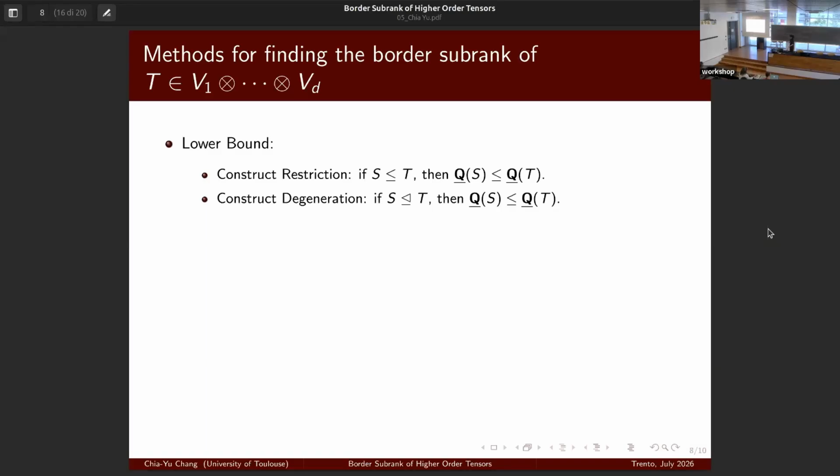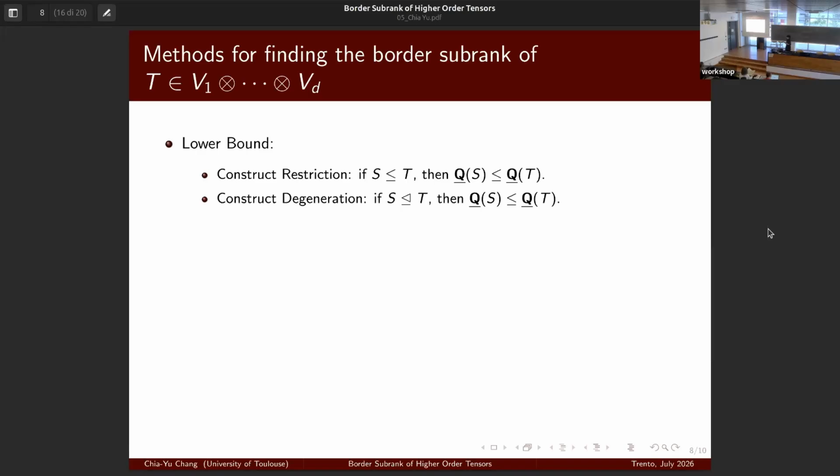Okay. Now, in our paper we determined the border subrank for some algebras. And here I will list some methods that we used for finding the border subrank for a tensor T. For the lower bounds, by definition, we can just construct restrictions and degenerations to the unit tensor, then we get a lower bound on the border subrank.